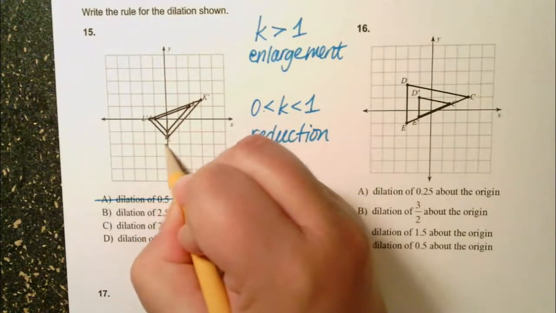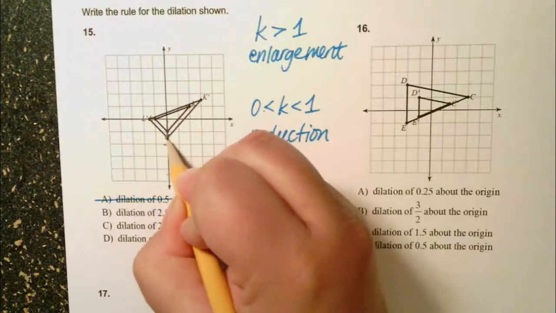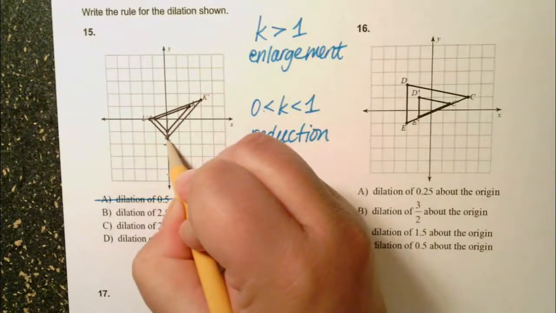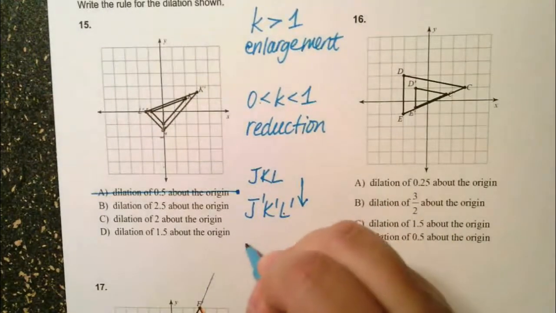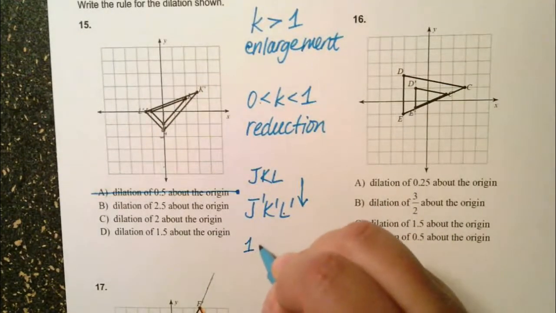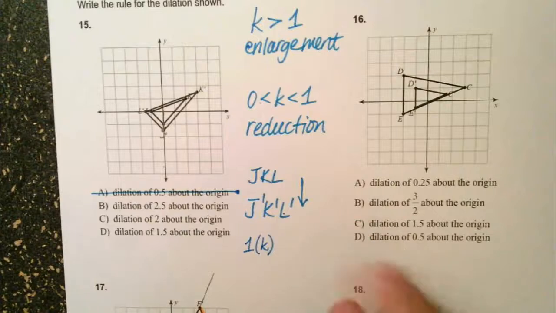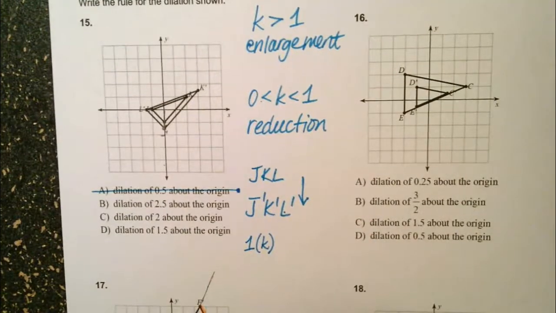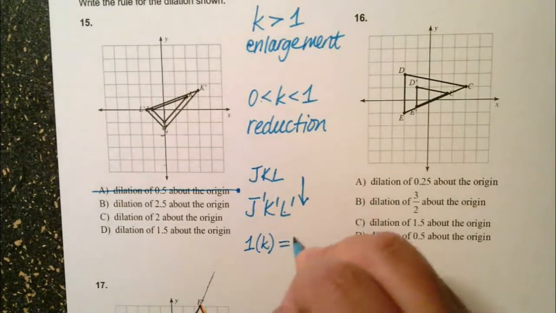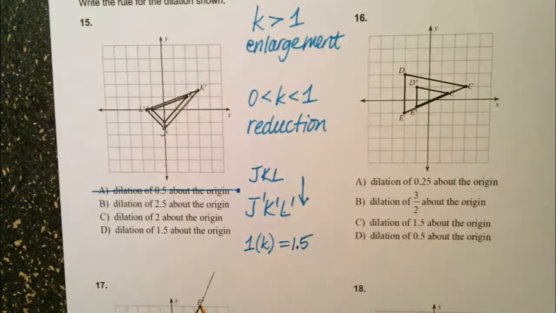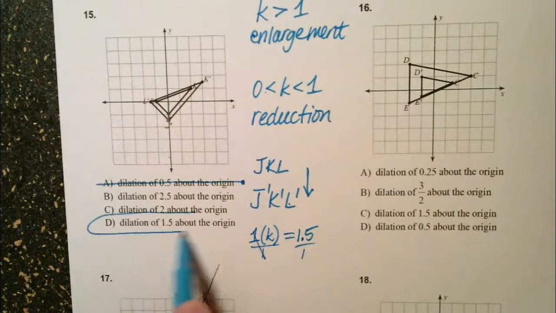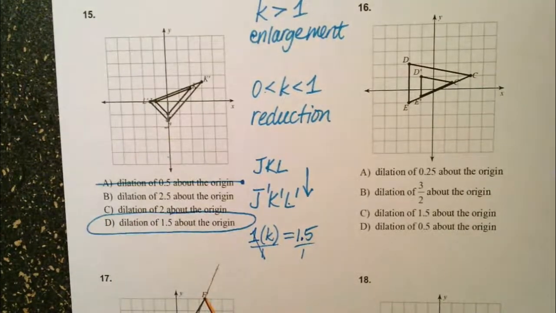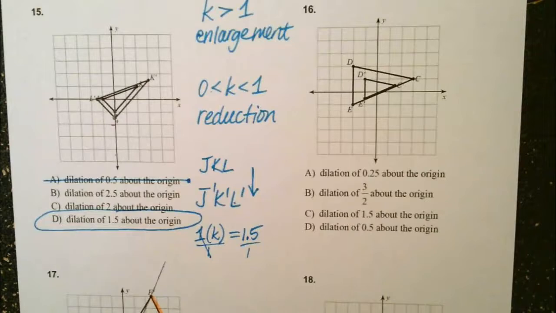This one down here, J prime, is 1.5 units from the center, whereas J was only 1. So if you take 1 and you multiply it times something, which is what we do, we multiply the original distance or length times the scale factor, and you get 1.5. Then what was your scale factor? It was 1.5. Divide that by 1 if you want to. K equals 1.5. Same thing over here.